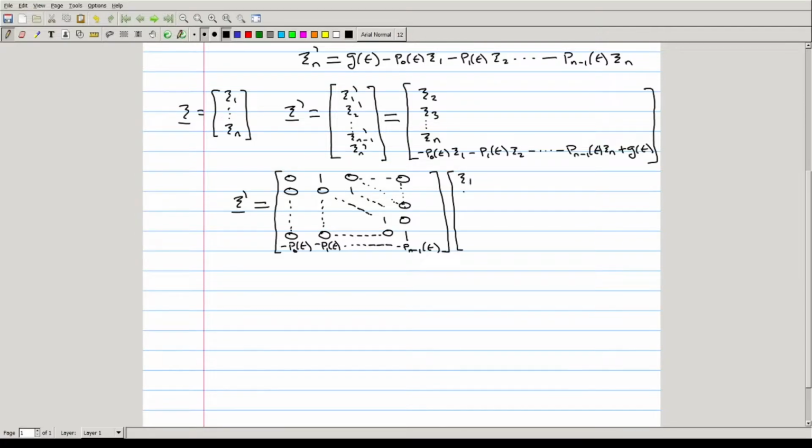There's xi1, xi2, all the way down to xi n minus 1, xi n, plus the vector of zeros everywhere except for the last component, which is g of t.